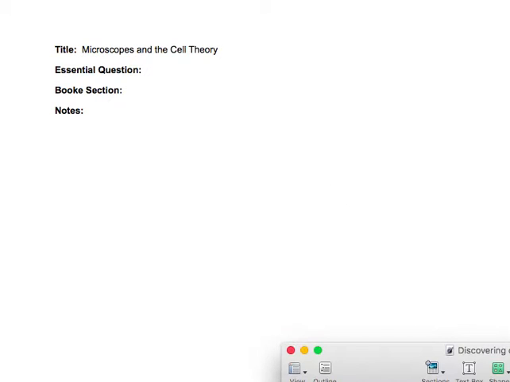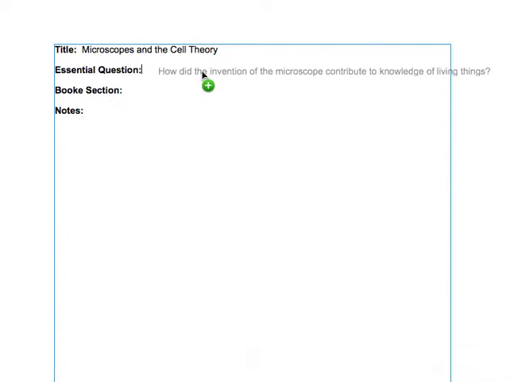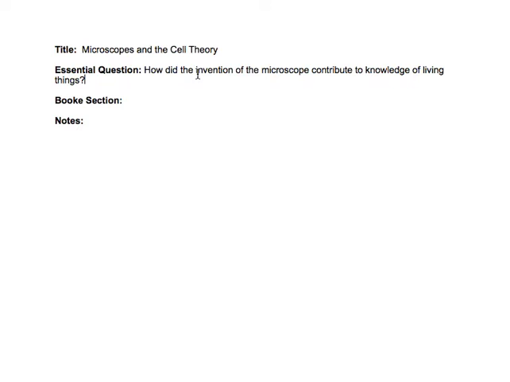This is what we read about in class yesterday, and some of you may have had to finish it for homework last night. We do have an essential question today: how did the invention of the microscope contribute to knowledge of living things? So once the microscope came about and we were able to see things a lot closer, how did that change our idea of what living things were made of and what living things did?